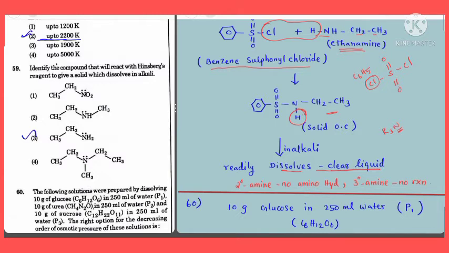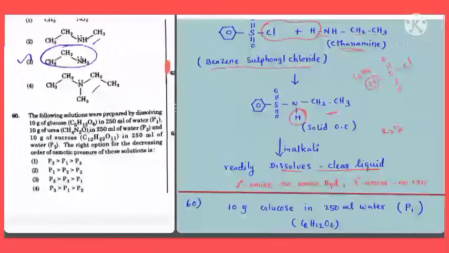Whereas option 1 is a nitro compound. Option 2 is a secondary amine, NH group, and option 4 is a tertiary amine, which has N. But only the primary amine gives a solid organic compound with Hinsberg reagent followed by a clear liquid when it reacts with alkali. Right, so now let us go for question number 60.